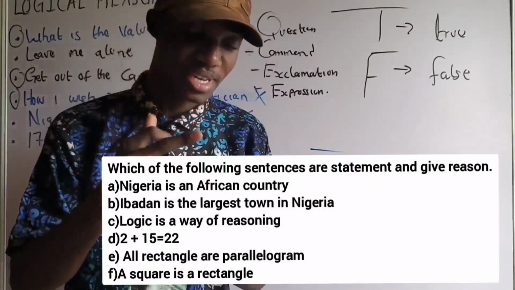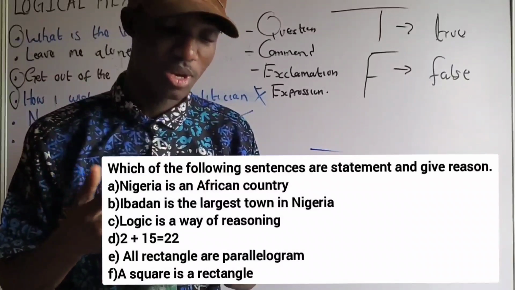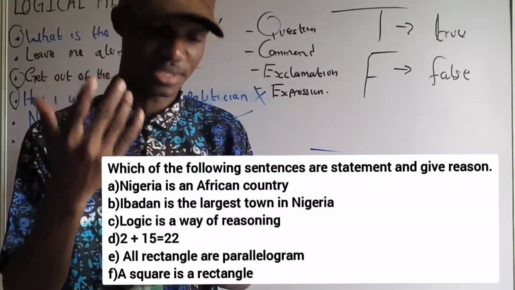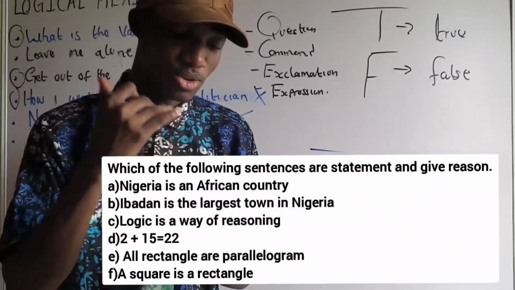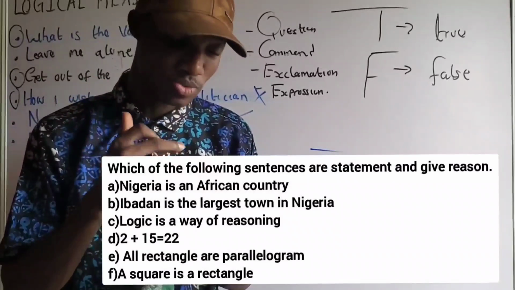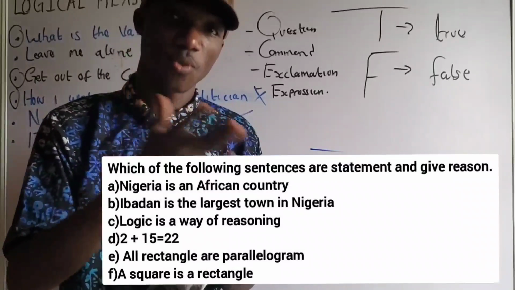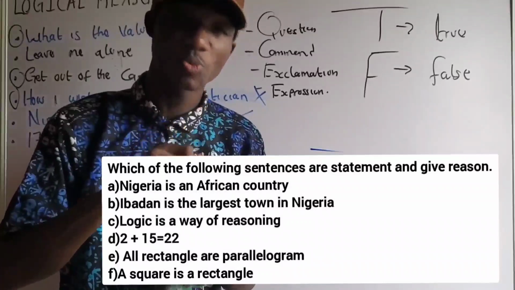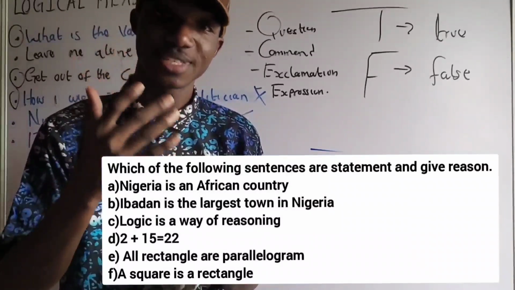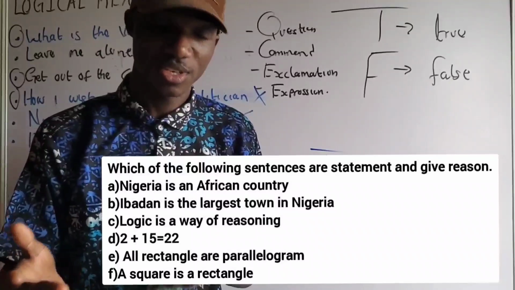Number 2, Ibadan is the largest town in Nigeria. That is true as well. So it is also referred to as a statement. We have C, logic is a way of reasoning. That is true. D, we have 2 plus 15 is equal to 22. That is not true. Nevertheless, it is false, but it's also a logical statement. Are you getting what I'm trying to say? That sentence 2 plus 15 is equal to 22 is a statement. The reason is because it is false. Are you getting it? Okay.